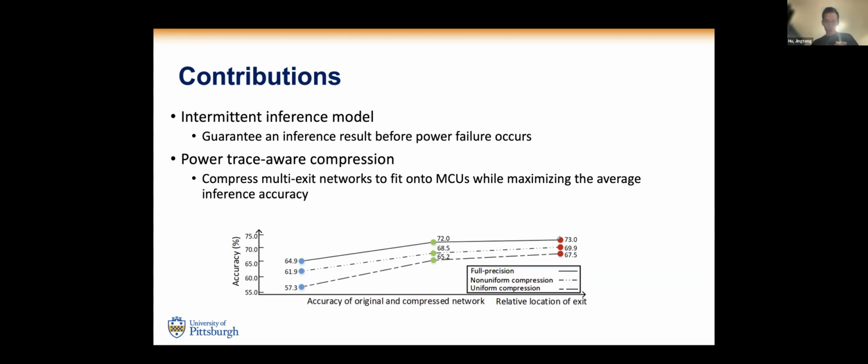So the main thing we observed is that if we use traditional network compression algorithms, not just the final exit will have an accuracy drop. The first exit actually will have a much larger accuracy drop, because the traditional compression algorithms only consider preserving the accuracy from the last exit, but did not consider the early exits. So they will have a larger accuracy drop.